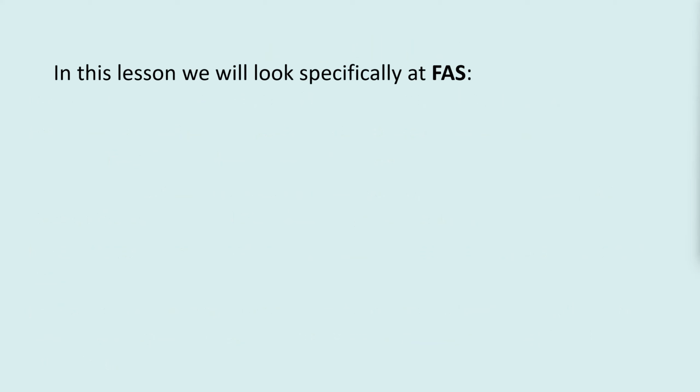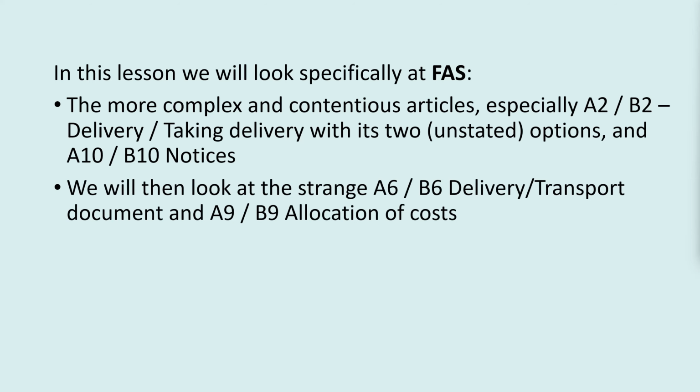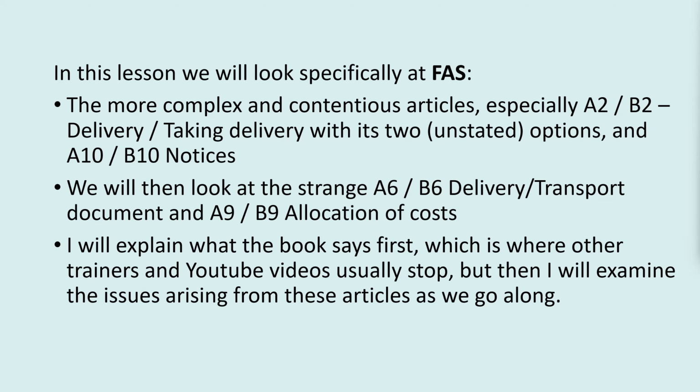In this lesson, we're looking specifically at FAS, the more complex and contentious articles, especially A2 and B2, delivery and taking delivery with its 2 unstated options, and A10, B10 notices. We'll then look at the maybe strange A6 and B6 delivery transport document and A9 and B9 allocation of costs. As always, I'll explain what the book says first, which is where the other trainers and YouTube videos usually stop if they get that far, but then I'll examine the issues arising from these articles as we go along.